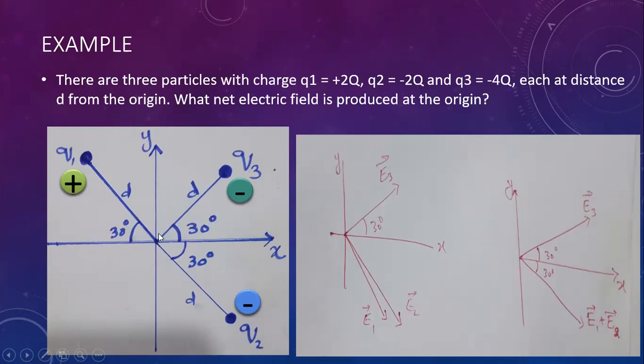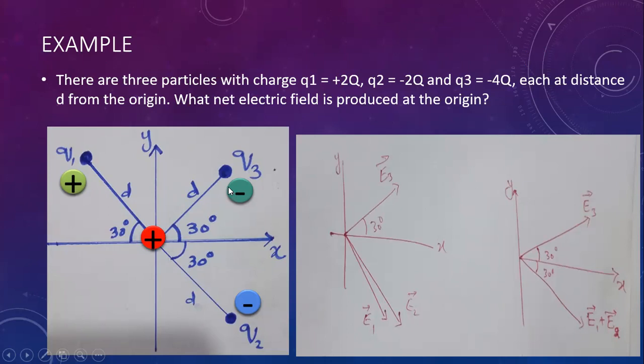Okay, now what we will do, we will put a test charge q naught at the origin. If we analyze q1 and this test charge q naught, both are positive. So this charge q1 will repel this test charge, and its direction will be along the line joining the origin with q2. Similarly, q2 is negative and it will attract the test charge q naught, as you can see here. So the direction of E2 and the direction of E1 will be the same.